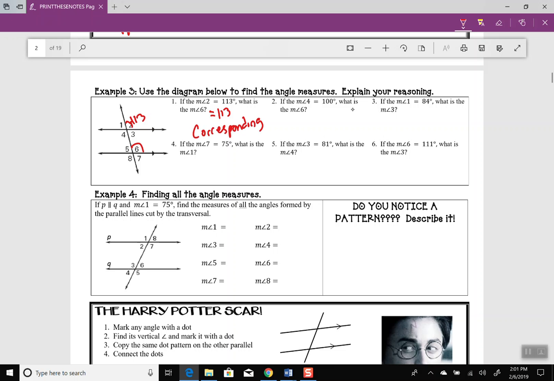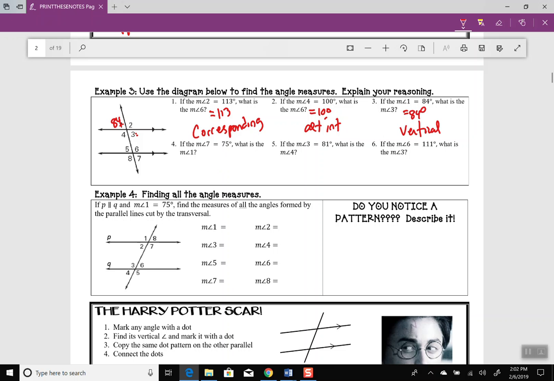Number 2, if angle 4 is 100, what is 6? So 4 is 100. By alternate interior, angle 6 will be 100. If angle 1 is 84, what is angle 3? Angle 3, these are vertical angles, so they are congruent, they're the same. So that would also be 84 degrees by vertical.